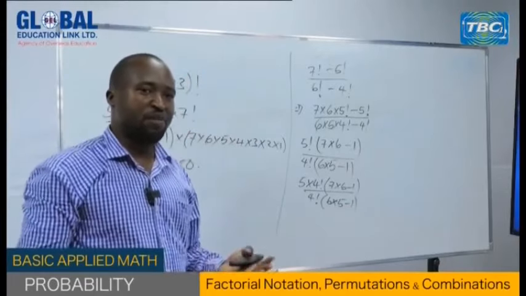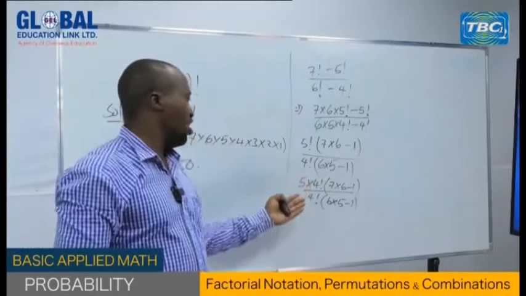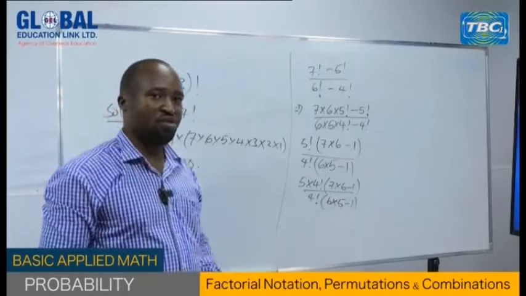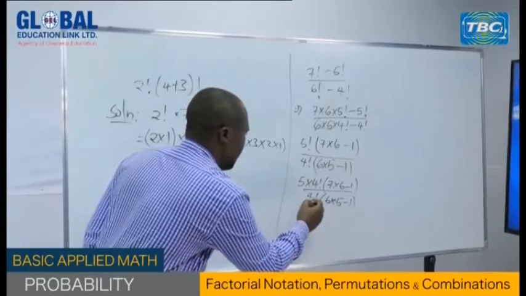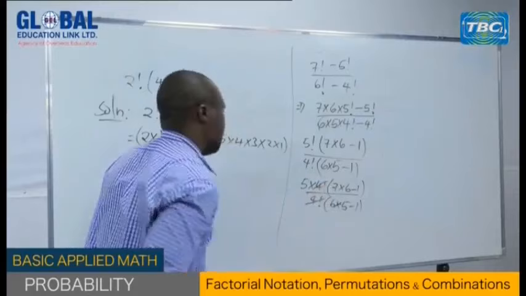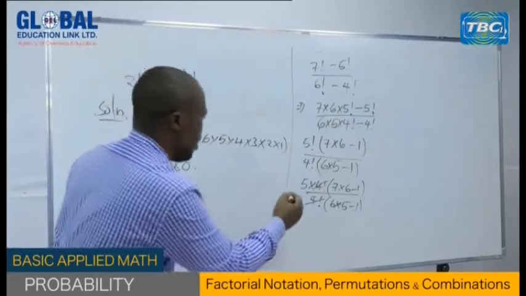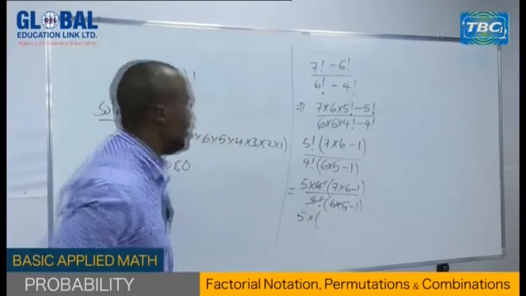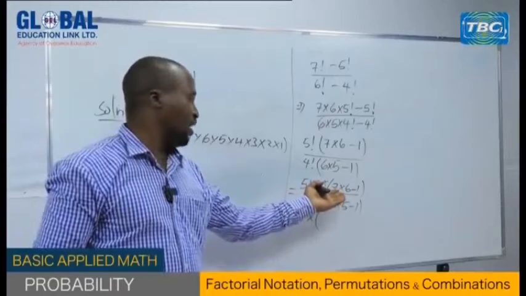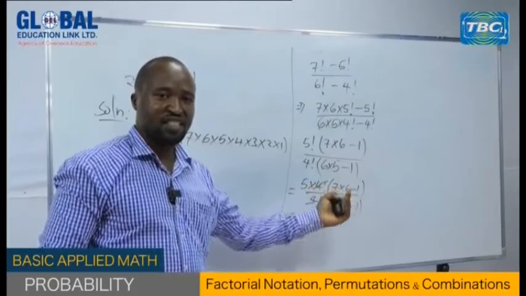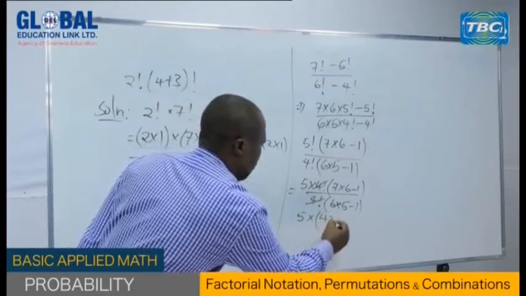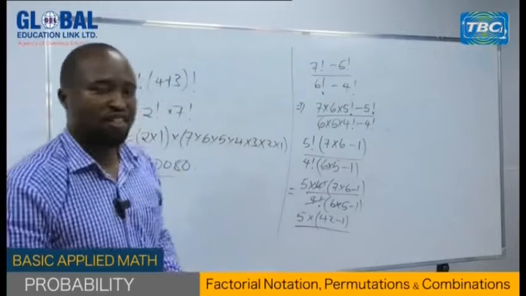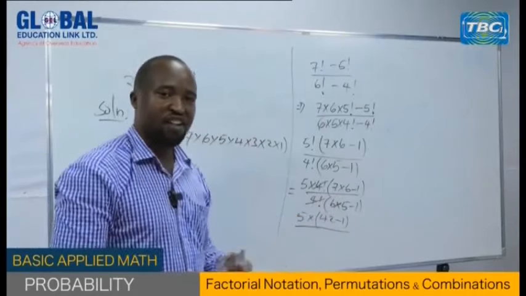Now you are in a position to simplify, because in the numerator side, we have 4 factorial, but again, in the denominator side, we have 4 factorial. So you can simplify very easily like this. So here we are going to remain with 5 times. Now remember, in the bracket we have 7 times 6, this is 42 minus 1, over, for the denominator, we have 6 times 5 minus 1.